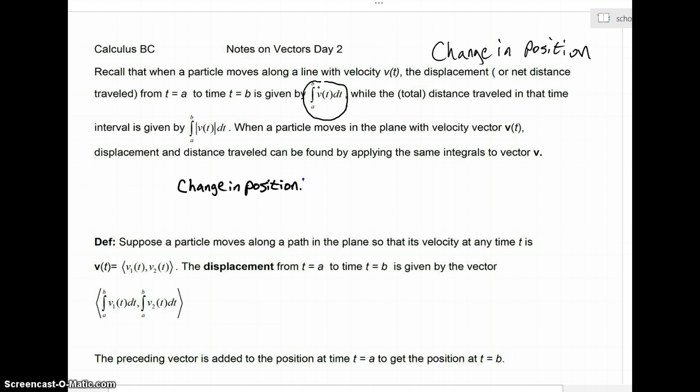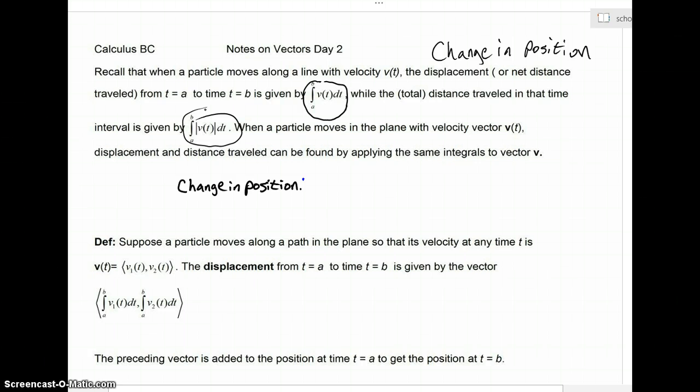If you'd like to compare that change in position with the distance traveled, also known as the total distance traveled, way back last semester, we would integrate the absolute value of v of t dt. So very big ideas here. Thank goodness the same basic concepts are going to apply as we are working with vectors.